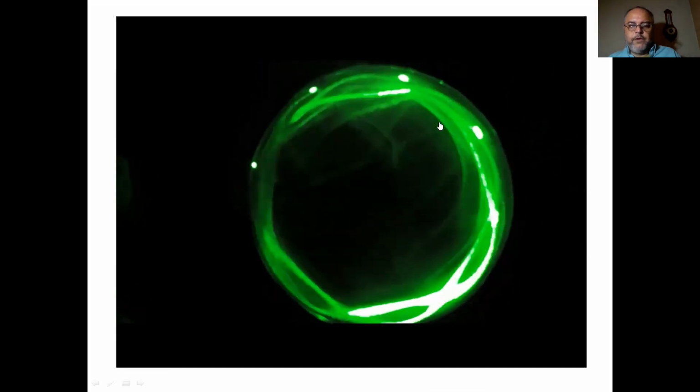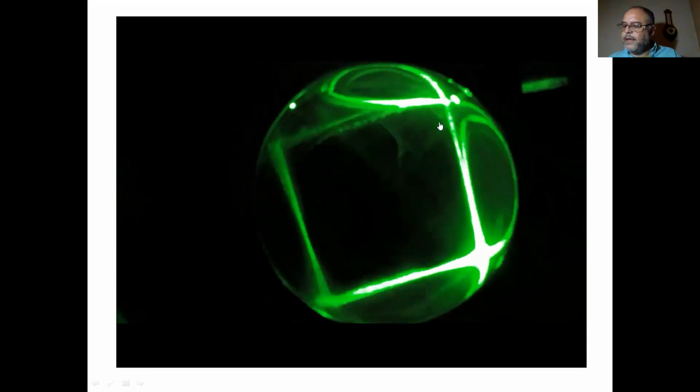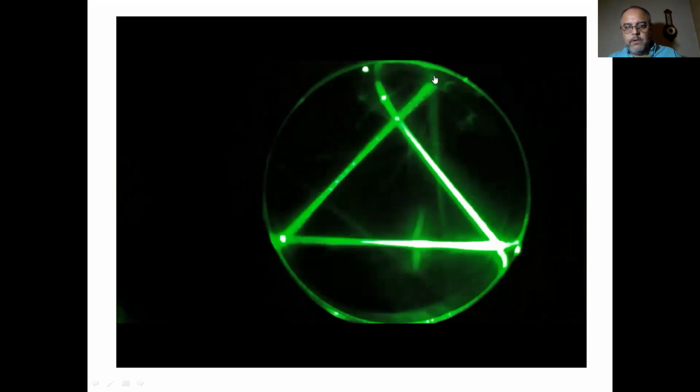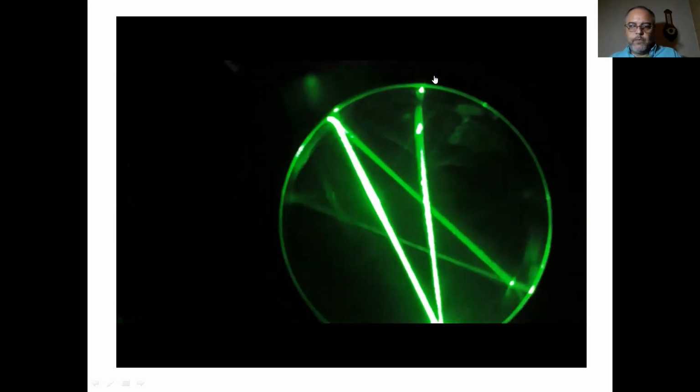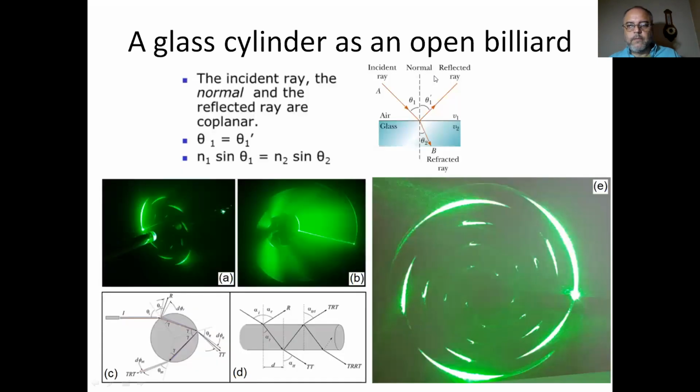Here we have a movie showing our experiment of this circular billiard with multiple reflections. And here we have another system, a glass cylinder as an open billiard. Here we are observing the existence of a law of reflection and law of refraction. We have this cone of light emerging from the light scattering and projecting the image on a screen. You obtain the pattern.